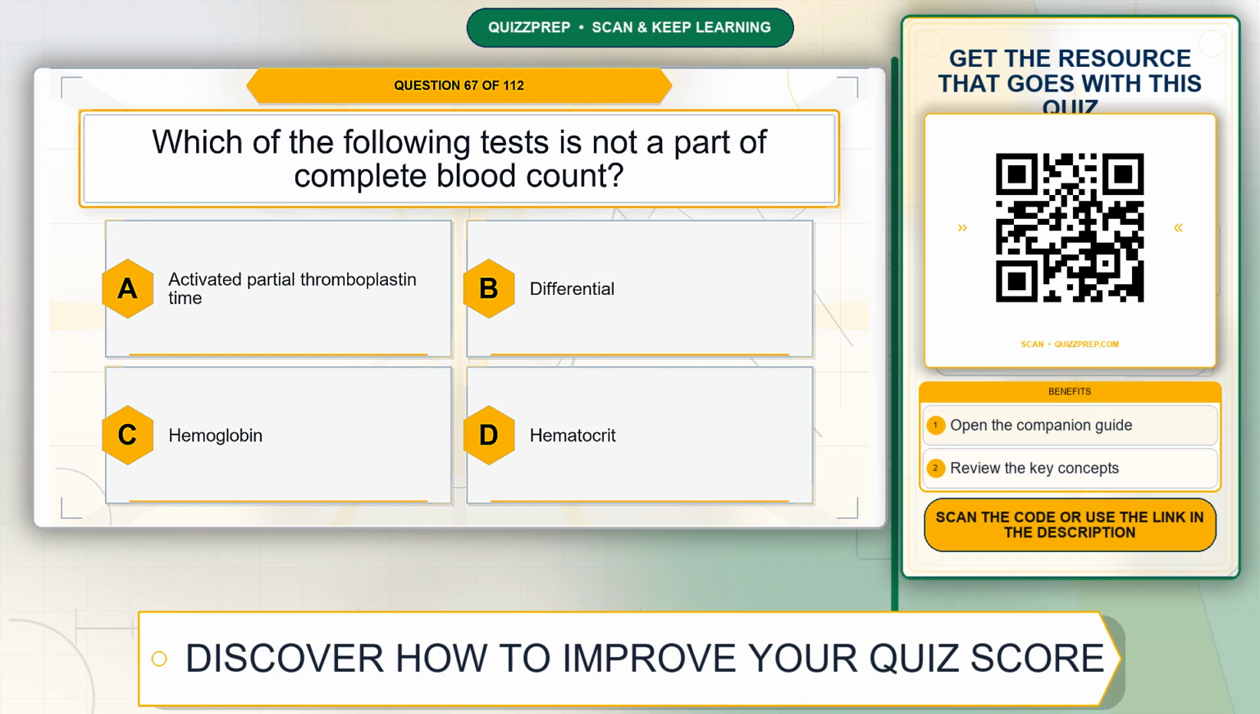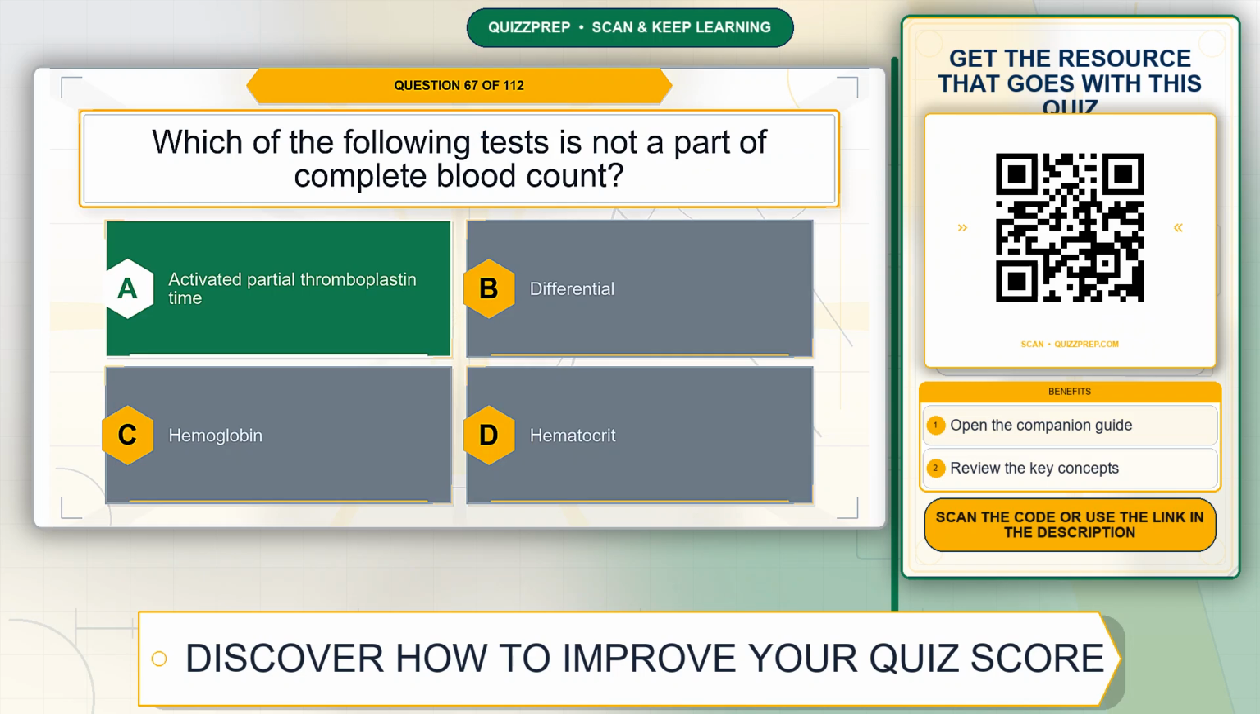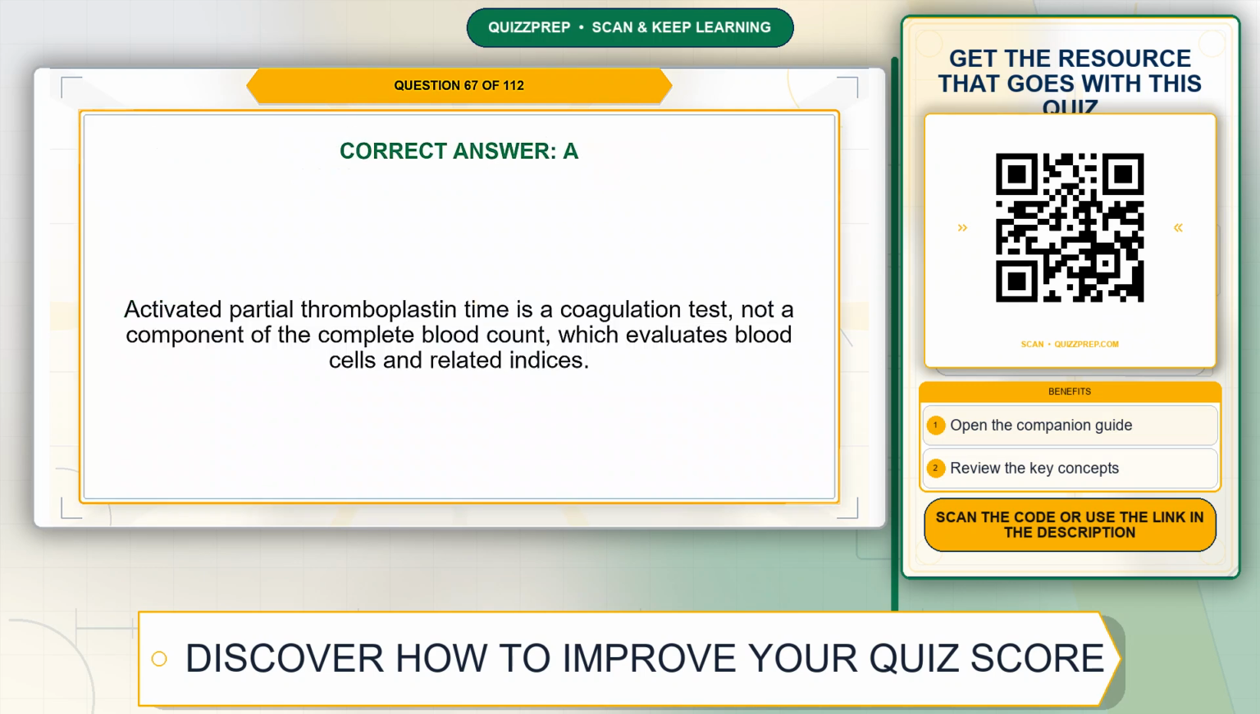Question 67. Which of the following tests is not a part of complete blood count? Option A, activated partial thromboplastin time. Option B, differential. Option C, hemoglobin. Option D, hematocrit. The correct answer is option A, activated partial thromboplastin time. Explanation.